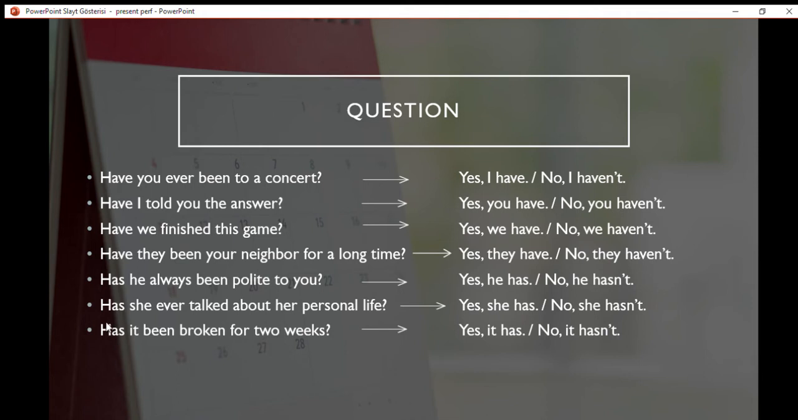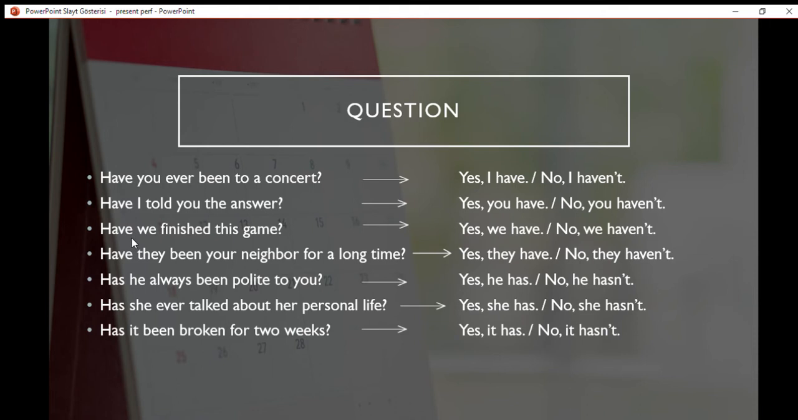So questions, we also add have and has. And let's see the verbs. Been. Am, is, are, was, were, been. Tell, told, told. Finish, finished, finished. Regular.